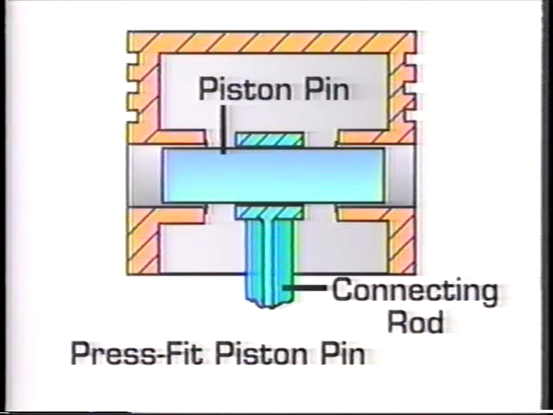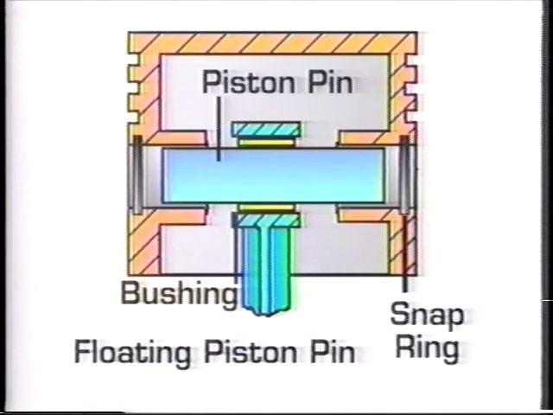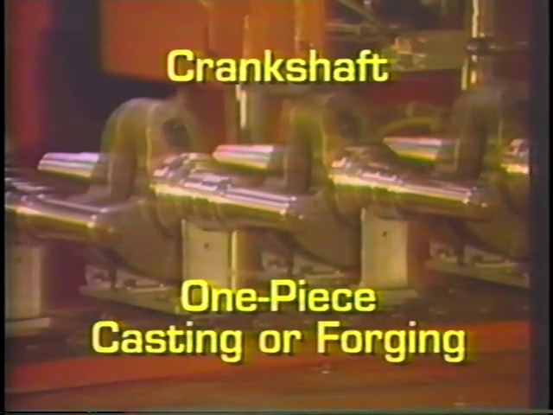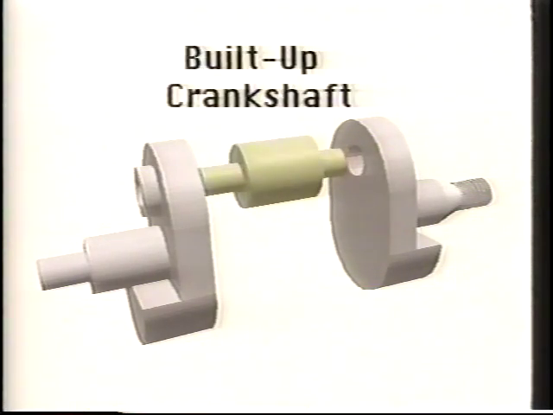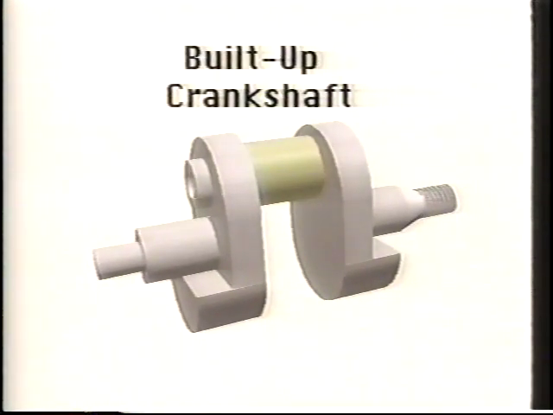Piston pins can be classified as press fit and floating. With a press fit pin, an interference fit is produced between the rod's small end and the piston pin. This holds the pin in place and keeps it from hitting the cylinder wall. With a floating pin, snap rings hold the pin inside the piston. The pin is free to float or move in the rod and piston. Most crankshafts are one piece, either cast or forged from iron and then machined to size. However, a few small gas engines use a built-up crankshaft which must be pressed together.